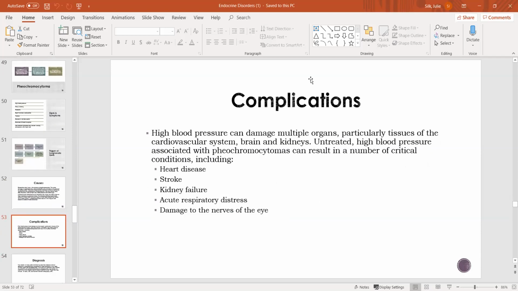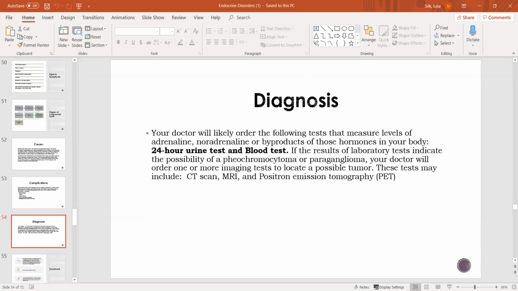Of course, we don't want someone to live with these episodes because they're at risk for stroke, heart disease, or kidney failure, all these different things that can result from high blood pressure. This is another important thing that maybe you should star in your notes. To diagnose this, we do a 24-hour urine. The 24-hour urine and blood tests, actually both, will tell us if this person has pheochromocytoma. If that looks positive, then let's do some imaging, so you would send them for a CAT scan or an MRI.